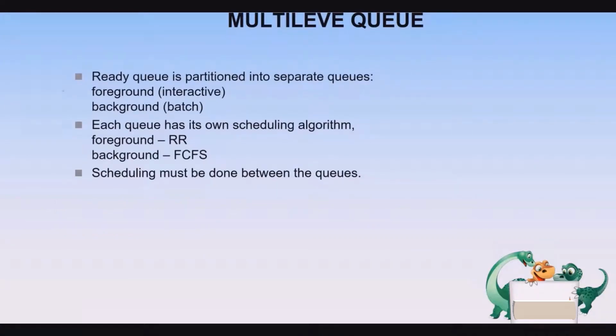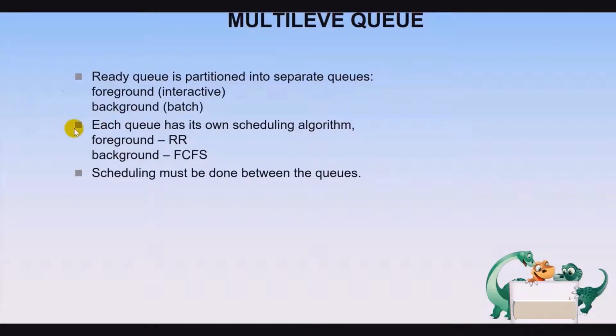Alright, so for multi-level queuing, basically your ready queue is partitioned into separate queues. So you've got foreground or interactive, and background or batch processes. It may happen that processes in the ready queue can be divided into different classes, where each class has its own CPU scheduling needs. For example, a common division is foreground or interactive processes and background or batch processes.